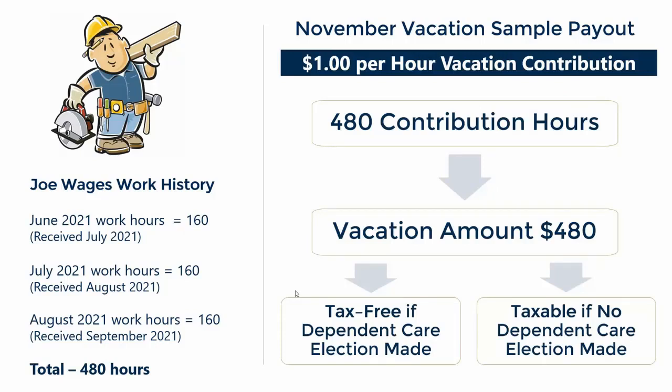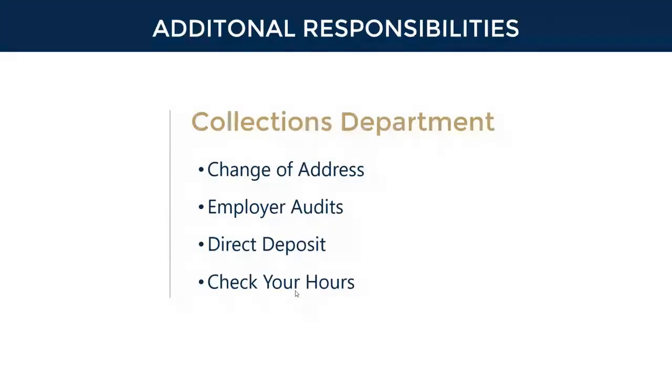So let's go through a quick example of the vacation benefit. Joe Wages, our mascot again, works 160 hours for June, July, and August of 2021. $1 per hour is contributed to his vacation benefit. That's $480. It gets taxed and paid out if it's just a normal vacation benefit. If he chooses to get it as a dependent care reimbursement, he would have had to make that election in the year prior, and he would have to provide receipts for 2021 that he paid child care services, and then, only then, will that money get paid out tax-free. So those are the two ways you could get this vacation benefit.